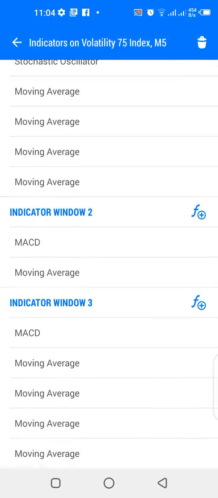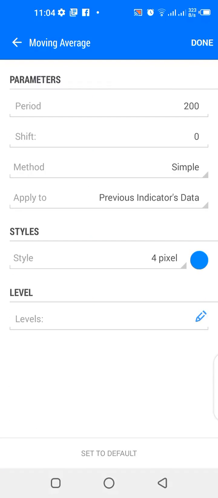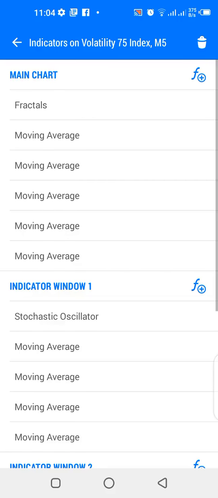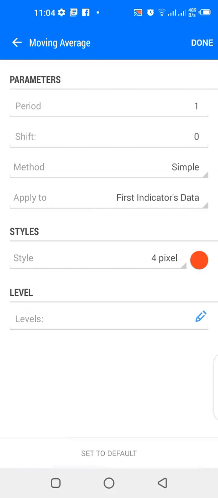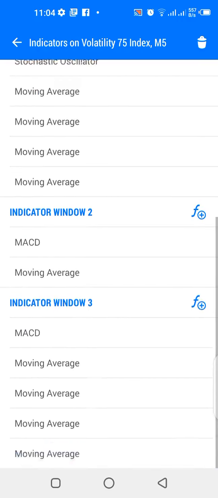Now aside the MACD on indicator window 3, we have 4 moving averages. The first one is 200 period moving average. Shift is 0. Method is simple. Applied to previous indicators data, and the color is blue. Now the second moving average is 1 period moving average. Shift is 0. Method is simple. Applied to first indicators data, and the color is red.